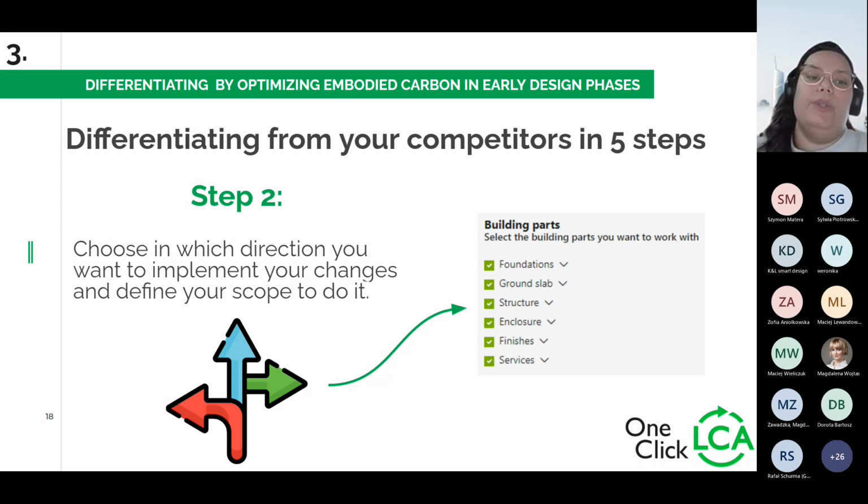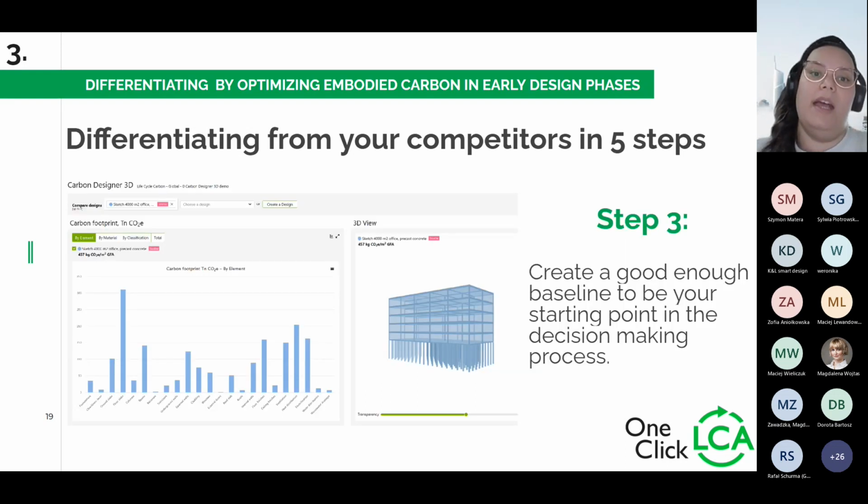And also, you need to choose in which direction you want to implement the changes. So, are you going to implement the changes in your project, in some part of the building? Are you going to implement your changes in the types of the materials that you are going to specify? Or are you going to focus on reducing the costs and so on? So you need to also set this strategy in motion and define the scope for it.